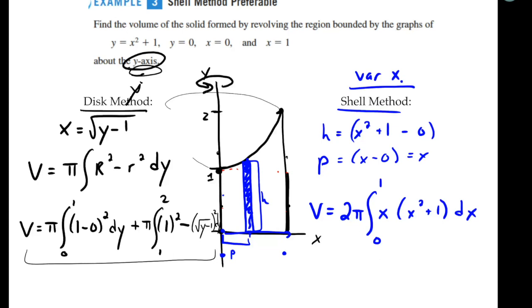Both should give you the same answer, but one of them is just way easier to do. So that's where the shell method would be preferable. If you know how to do it, you can do it that way. Or you can go back to the disk method.